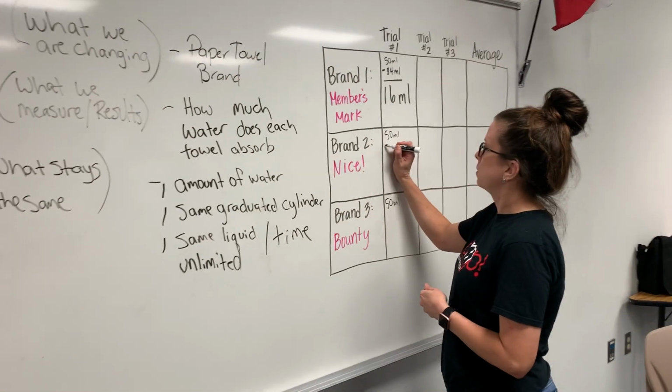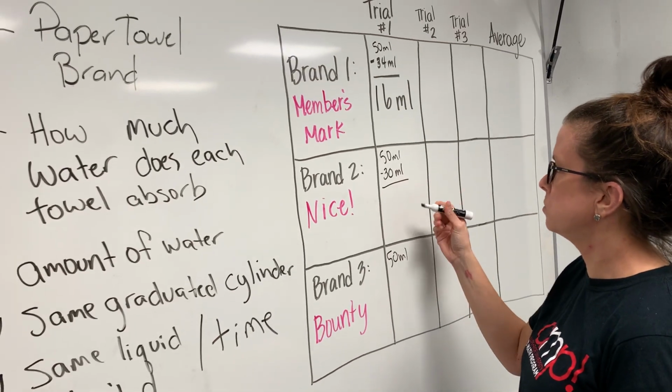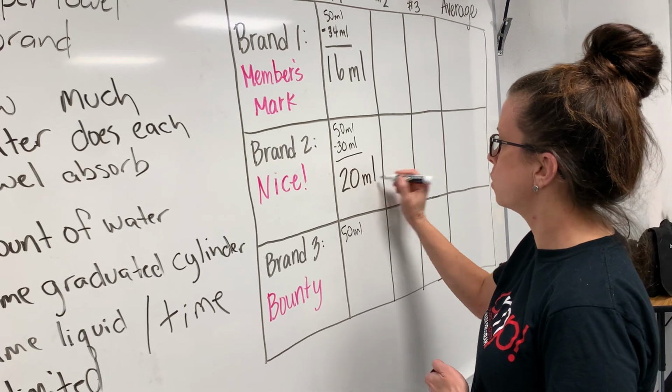So then the same thing. You come over here. There's 30 milliliters left in the graduated cylinder. You subtract it. So the first trial for the Nice brand absorbed 20 milliliters.